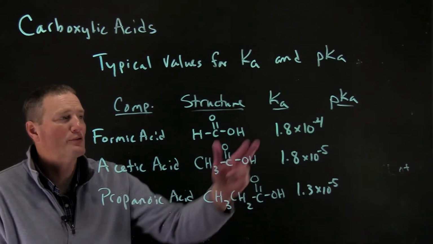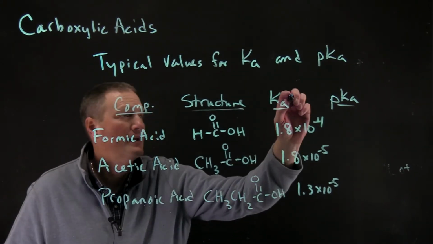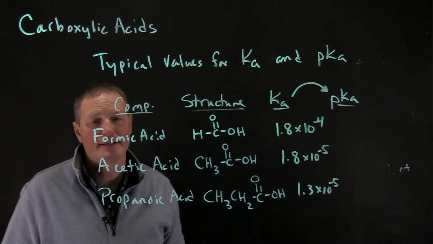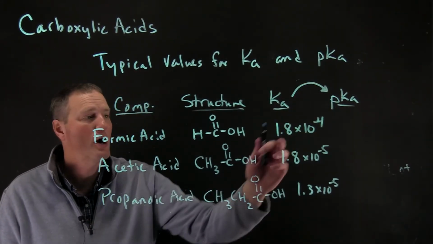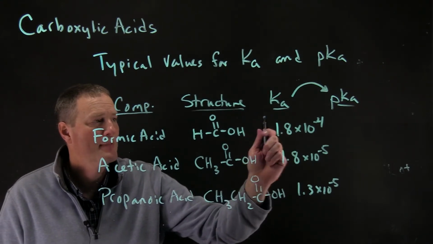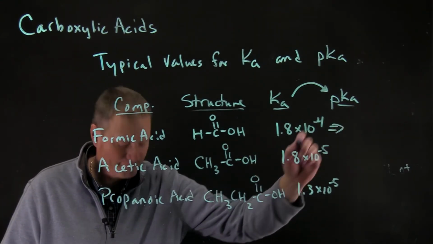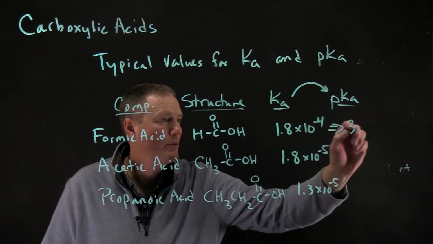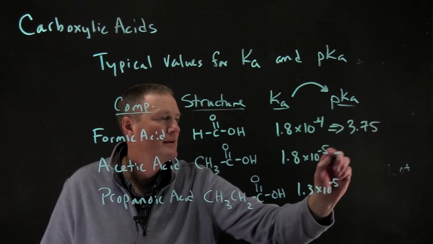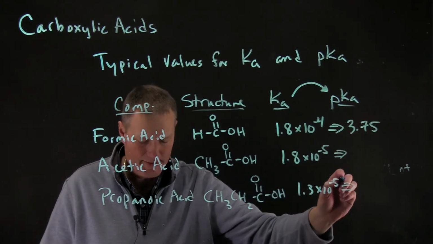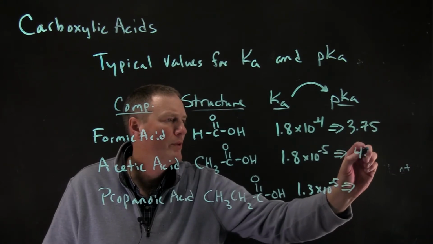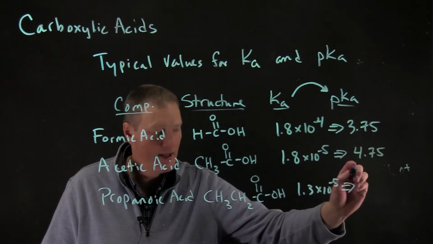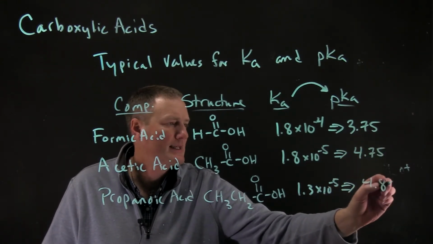It can often be difficult to compare these values that have these fairly large negative scientific exponents. So what we'll do is convert the Ka into the pKa. Again, to do that, you just take the negative log of the Ka. So this one becomes 3.75, and these two become 4.75 and 4.89.